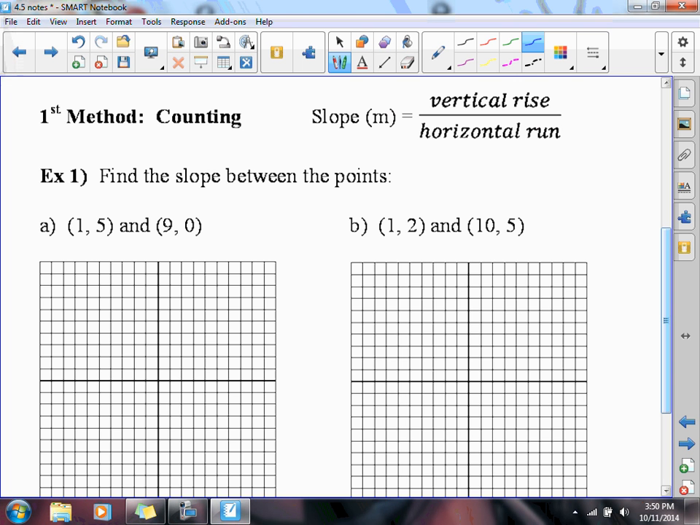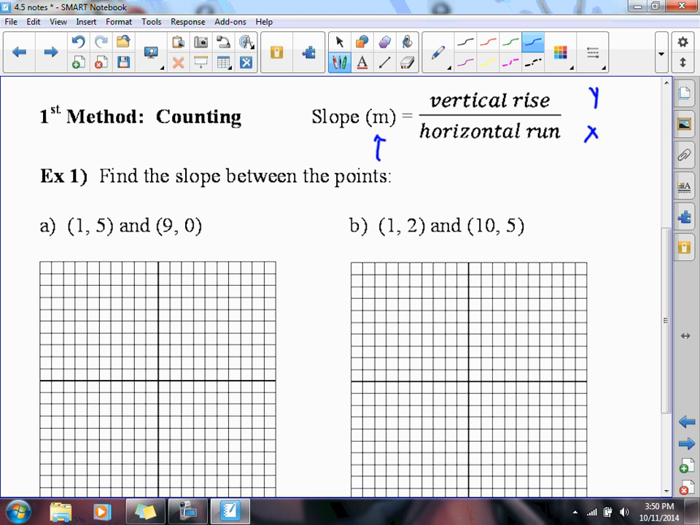Now, when we count, we're counting how much we're rising, the vertical rise, so that's on our y-axis, over the horizontal run, and horizontal is our x-axis. And the variable they use for slope is m. I think it comes from the Latin word modulus. I'm not sure why the old dead math people decided to use that word or to use the variable m for slope, but that's the variable we use.